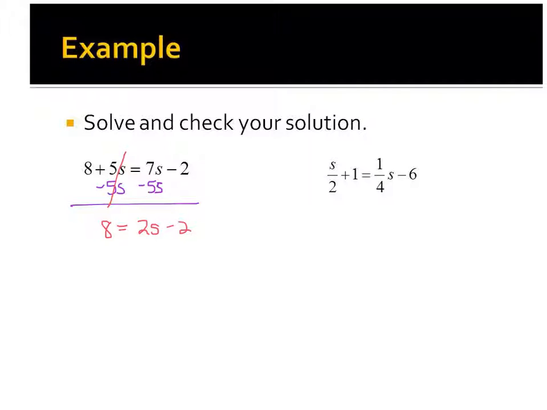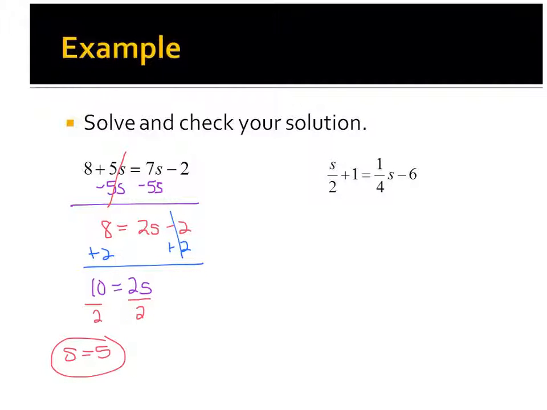Okay, and so since my s is on the right, I need my constant on the left. So I'm going to add 2 to the other side because that's going to get rid of that 2. I'm going to have 10 equals 2s. And to get s by itself, divide by 2. s equals 5. You know, I only went through that kind of quickly, but get your variable on one side, get your constant on the other. Get your variable by itself.